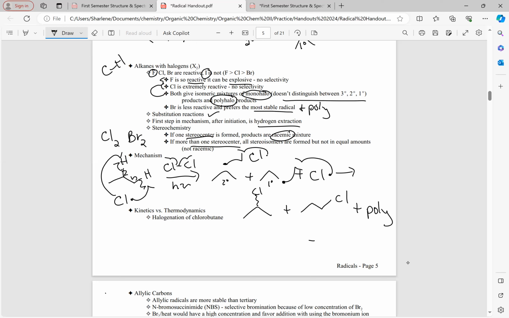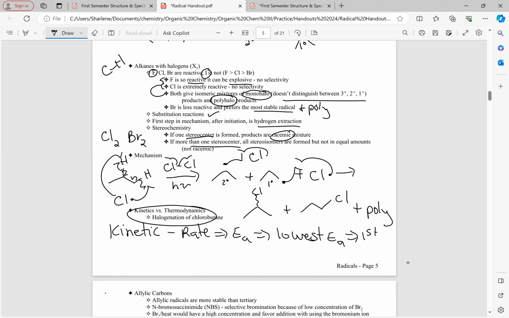That is a little bit more difficult in reactions like this because we need to talk about something called kinetic control versus thermodynamic control. In a nutshell, kinetic control is based on the rate, which is based on the activation energy. So whoever has the lowest activation energy will form first, and that is called the kinetic product. The thermodynamic product, luckily, is the same as we've been studying all along. So thermo is based on stability.